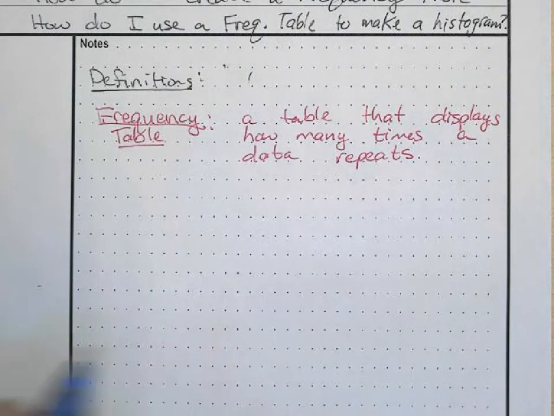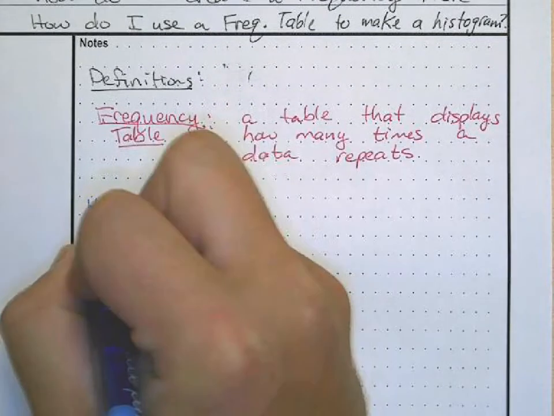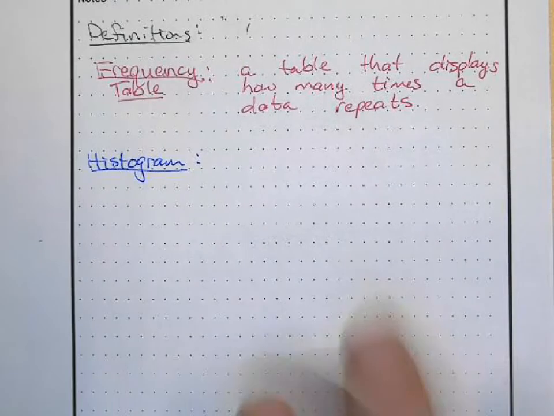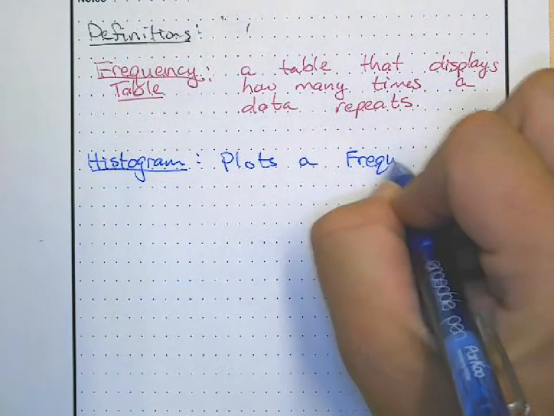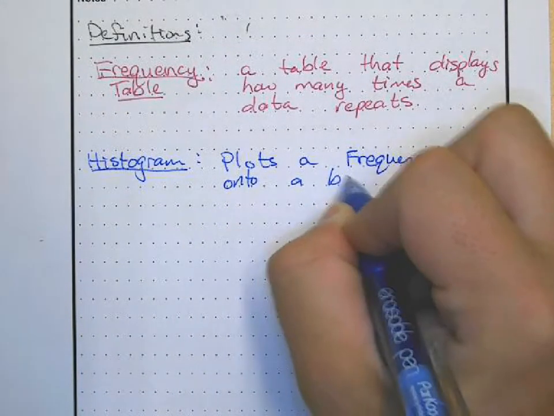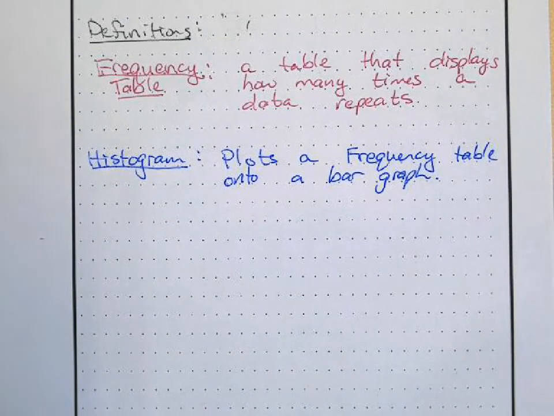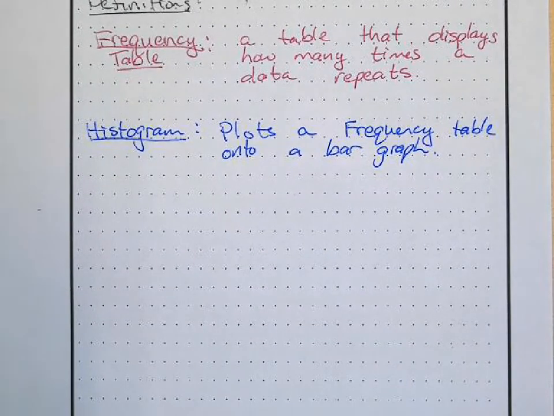And then we'll have a histogram. And a histogram plots a frequency table onto a bar graph. Okay. So, how do we build a frequency table?